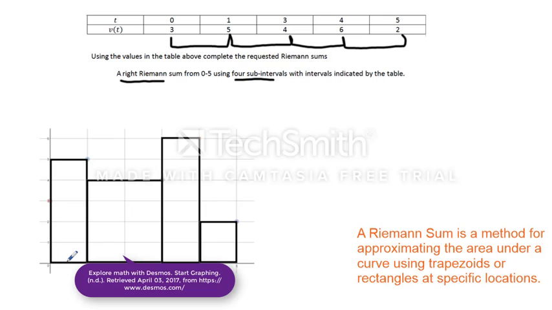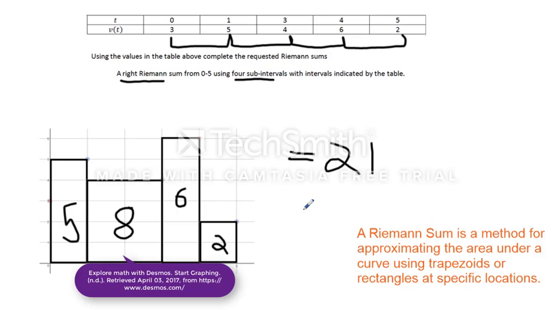Now, if I go ahead and calculate these areas, I have a 1 by 5, so this rectangle has an area of 5. I've got a 2 by 4, so I can calculate the area as 8. This is going to be a 1 by 6, so I end up with a 6. And then lastly, I have a 1 by 2, so I'm going to get an area of 2 for that last rectangle. Adding them all together, I'm going to end up with an approximate area under this curve of 21.